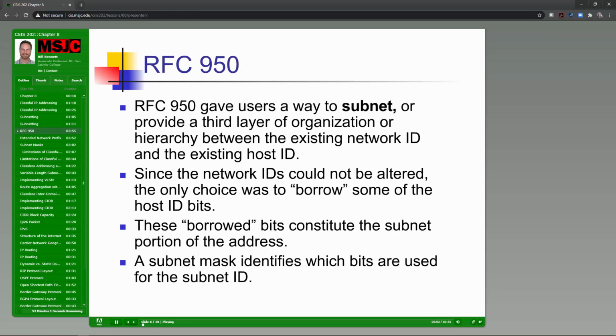RFC 950 gave users a way to subnet or provide a third layer of organization or hierarchy between the existing network ID and the existing host ID. So we talked previously about how we divide an IP address into the network portion and the host address portion, but now they're just saying that we're going to borrow bits from the host portion, and those bits are going to be the subnet portion.